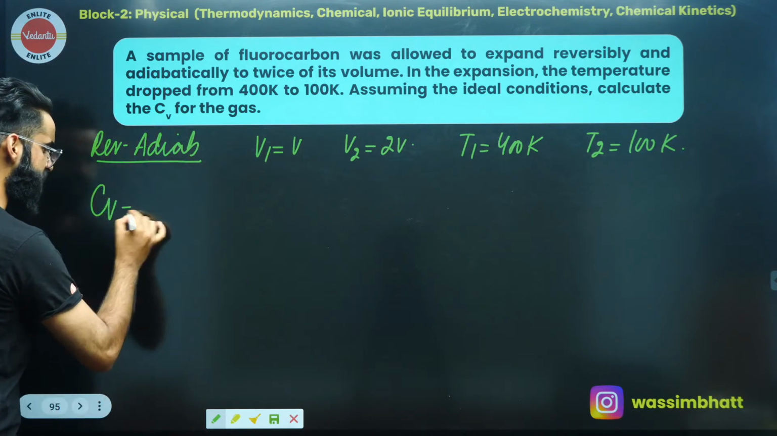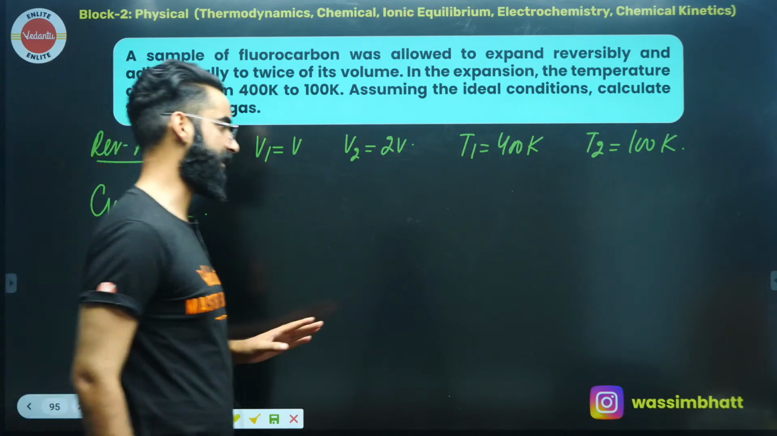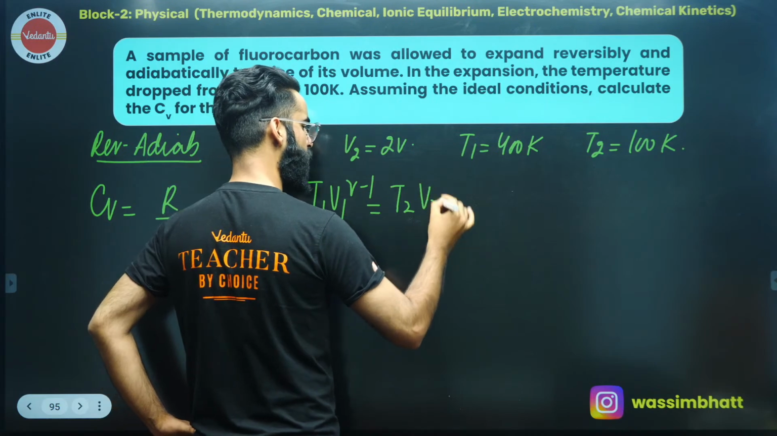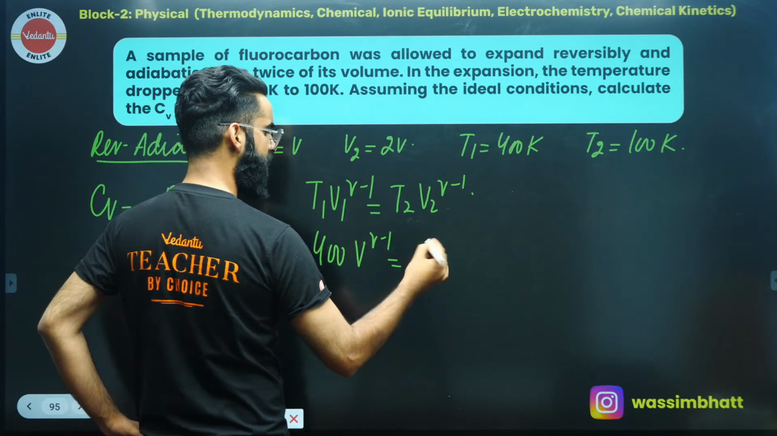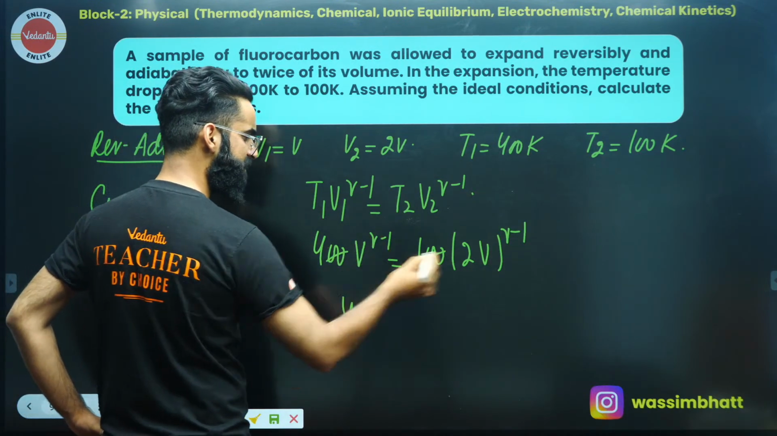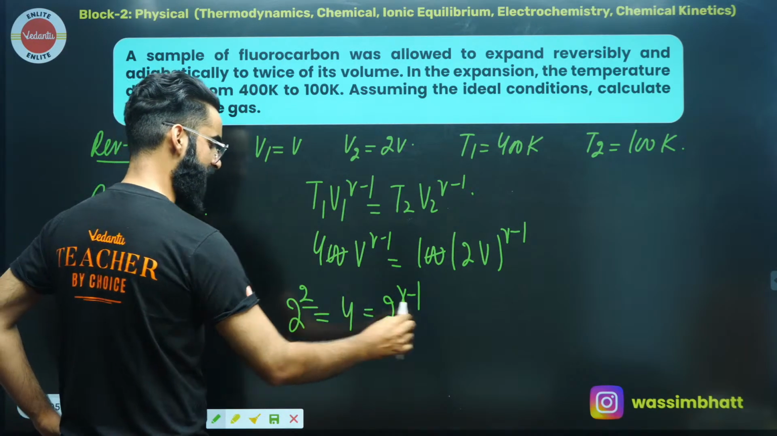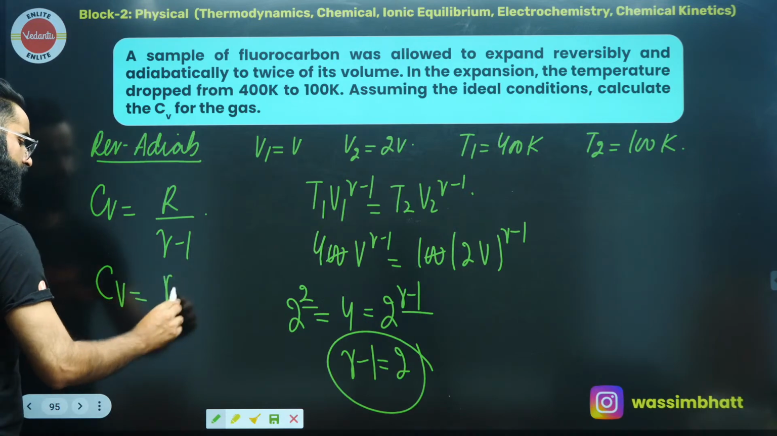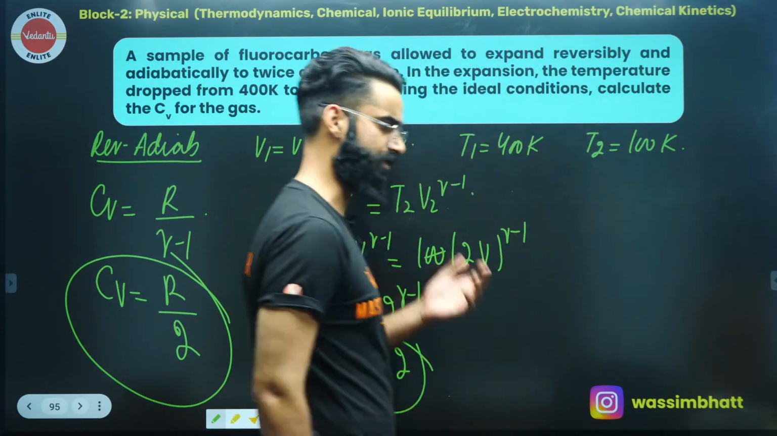I need to calculate the molar heat capacity at constant volume for the gas. Cv is equal to R divided by gamma minus 1, right? Since the process is reversible adiabatic, we can use the equation T1 V1 raised to gamma minus 1 is equal to T2 V2 raised to gamma minus 1. T1 is 400, V1 is V, T2 is 100, V2 is 2 times V. So the double zeros cancel, it's 4, and V raised to gamma minus 1 cancels on both sides. On the right-hand side you have only 2 raised to gamma minus 1. 4 you can write as 2 squared, that means gamma minus 1 is equal to 2. If gamma minus 1 is equal to 2, Cv is equal to R divided by gamma minus 1, that is R by 2. So R by 2 is the final answer of the question. I'm sure you can easily solve this question as well. Perfect.